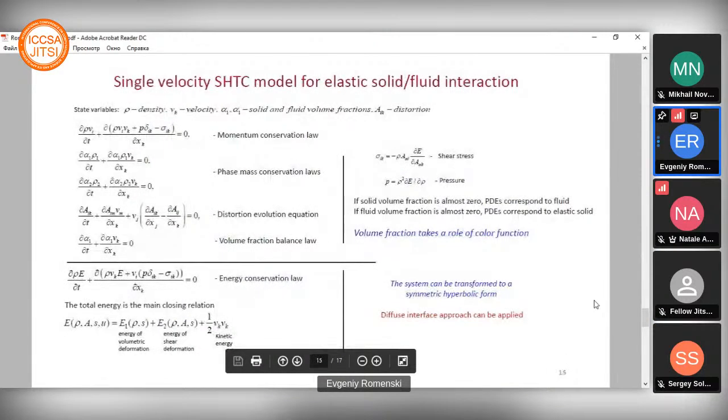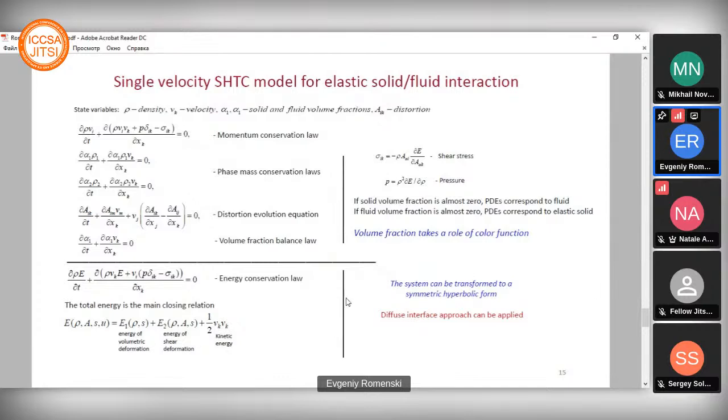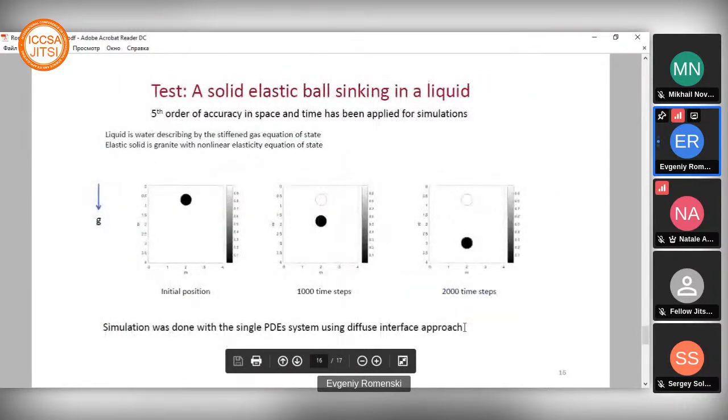Okay, now I will show the simulation of nonlinear model for a single velocity for elastic solid fluid interaction. The governing equations consist of the set of conservation laws. This is a symmetric hyperbolic thermodynamically compatible system, and a diffuse interface approach was applied to the following problem. It is a solid elastic ball sinking in a liquid.